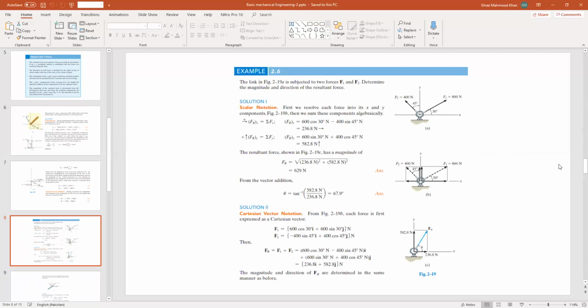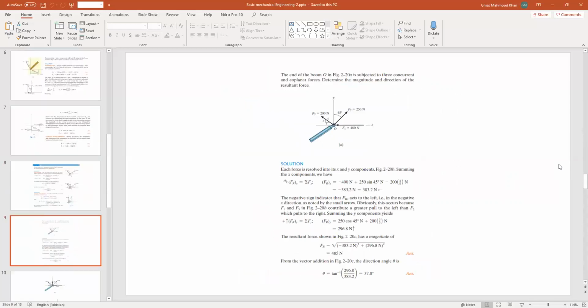You can very easily find from these F1x and F2x, and similarly FR is equal to the square root of FRx squared plus FRy squared. And for the direction angle, you can get the tan inverse of FRy over FRx. Similarly, you can get the Cartesian vector as well. It's already solved in this example. First, you must go through this example before going to the next question.